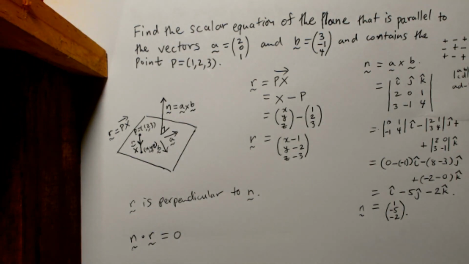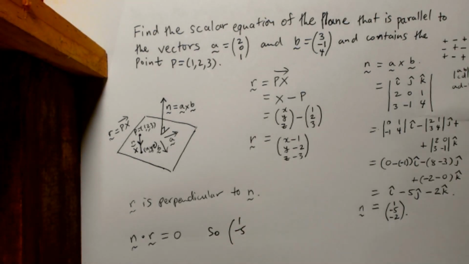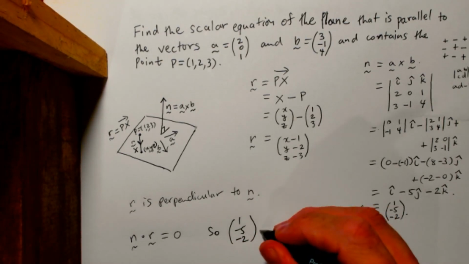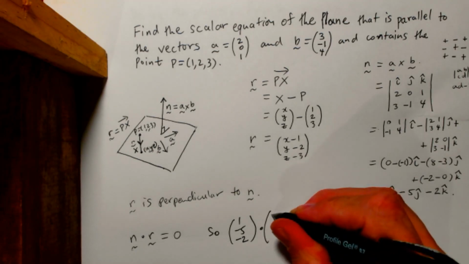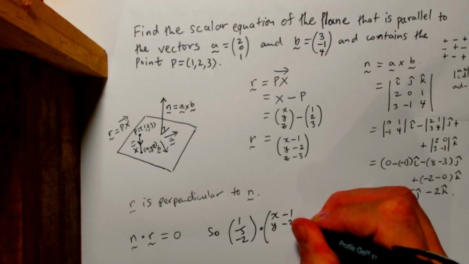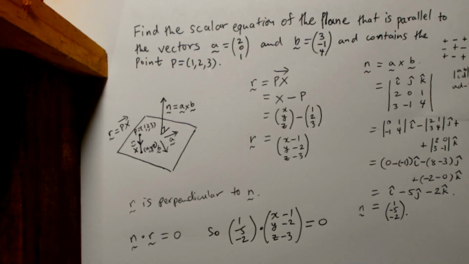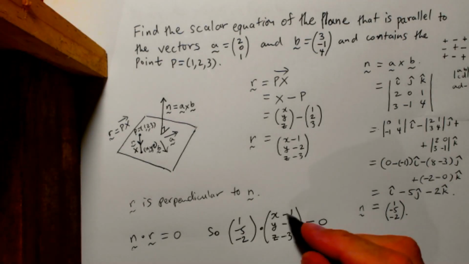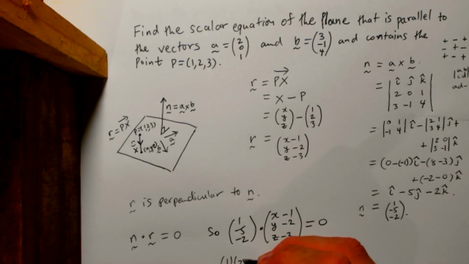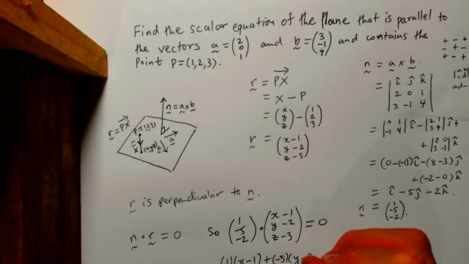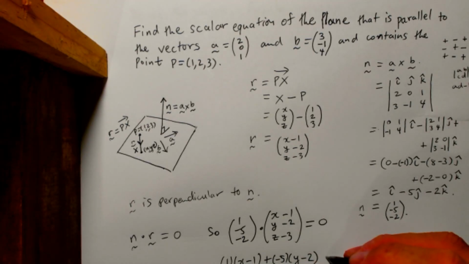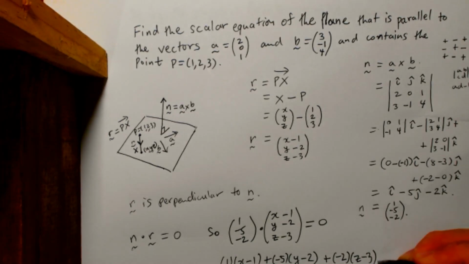Okay, now let's use that with what we have here. So this says that the vector 1, minus 5, minus 2 dot r, which is this one, x minus 1, y minus 2, z minus 3, is equal to 0. Now let's expand that dot product. So 1 times x minus 1 plus minus 5 times y minus 2 plus minus 2 times z minus 3 equals 0.